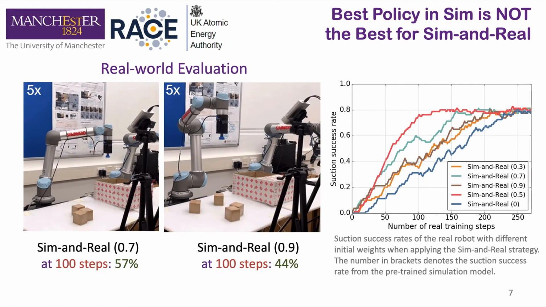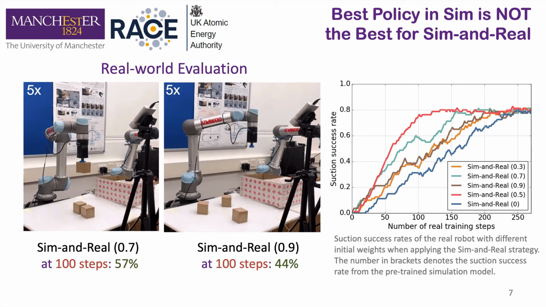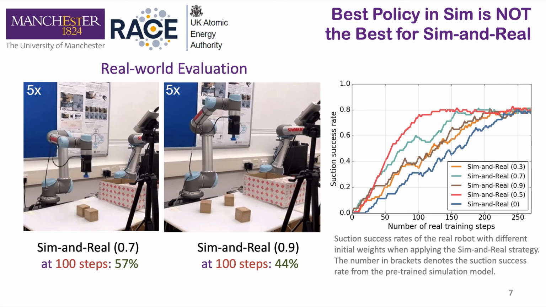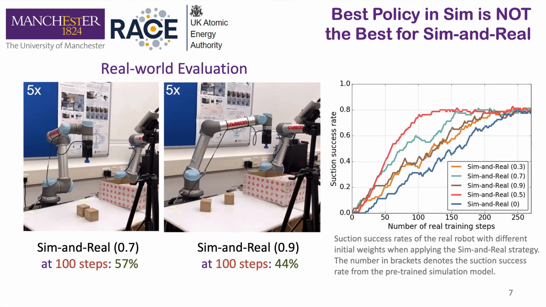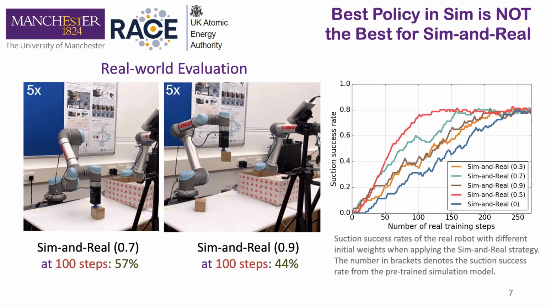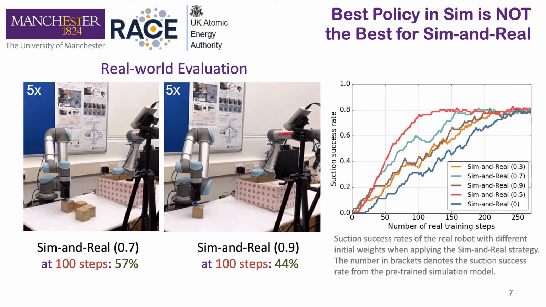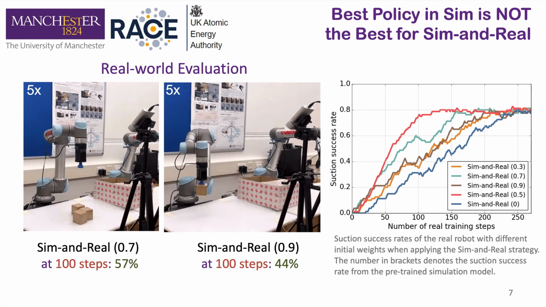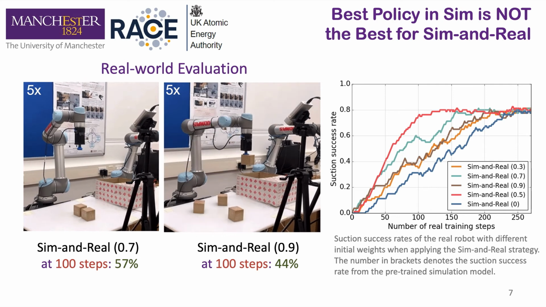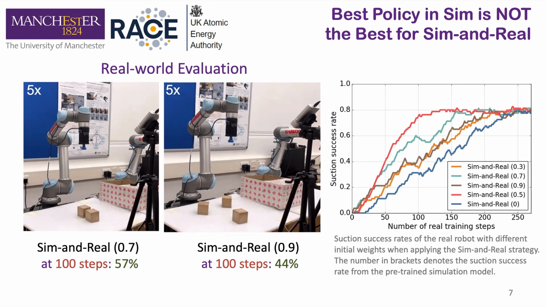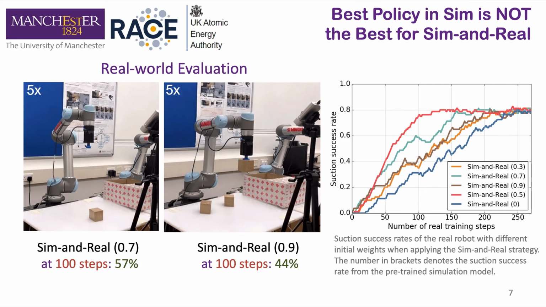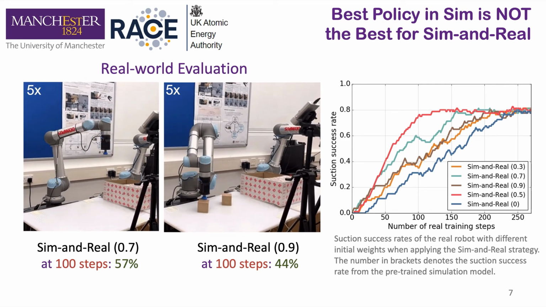A striking observation from our experiment is that the best obtained policy trained in simulation is not the best pre-trained model to start the co-training between simulated and real robots. When the suction success rate of the pre-trained simulation model is 0.5, the sim and real strategy achieves the best performance. When the suction success rate drops to 0.3, it takes longer for the real robot to solve the task. Surprisingly, when the suction success rate of the pre-trained simulation model is too high, the performance deteriorates. This observation suggests that the mediocre policy is the best for co-training, which reduces real robot training costs and saves the pre-training time in the simulation.